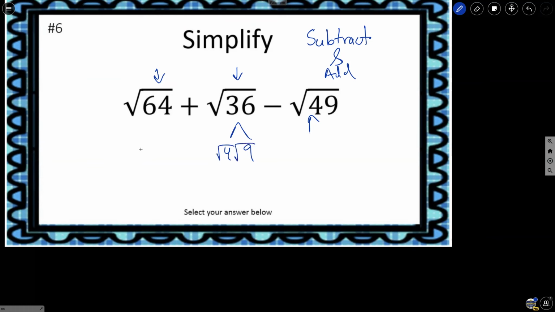So then we're going to get 8 plus square root of 4 times square root of 9. That is 2 times 3, which is 6, minus, and then we know that this part is going to be 7, minus 7. So 8 plus 6 minus 7, 7.